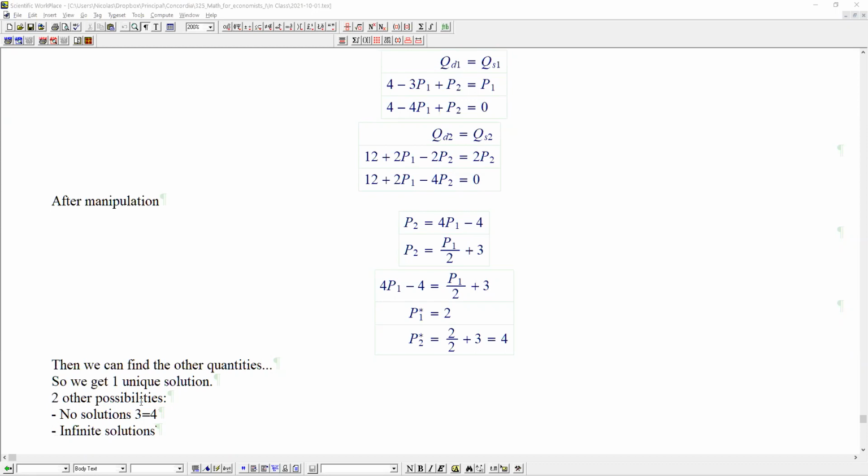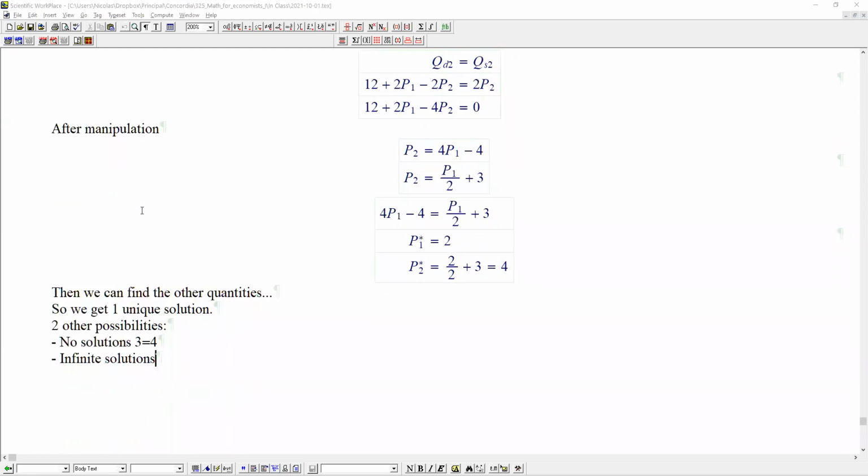You get an infinite number of solutions because you have essentially one. So you have two equations that are redundant with each other. And what we're going to see is why this is the case. So in the next chapter, yeah.